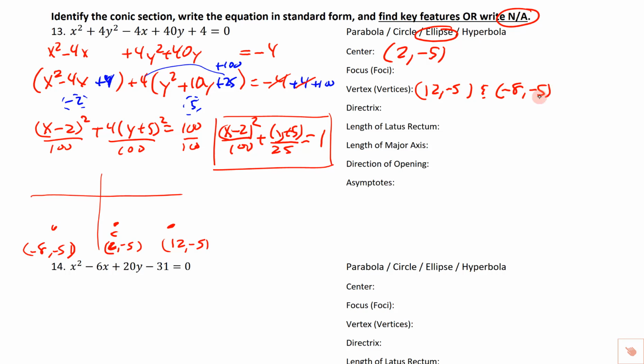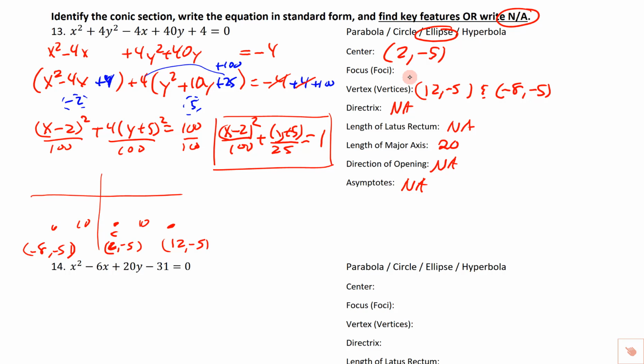Let's see, there's no directrix, so we're going to put NA. No latus rectum, so we're going to put NA. Length of the major axis. This is an ellipse, so we went 10 units here and 10 units here, so the length of the major axis is going to be 20. There's not really a direction of opening, so we're going to put NA on that, and it doesn't have any asymptotes. So the only thing we need to fill out here is just to find where the foci are.